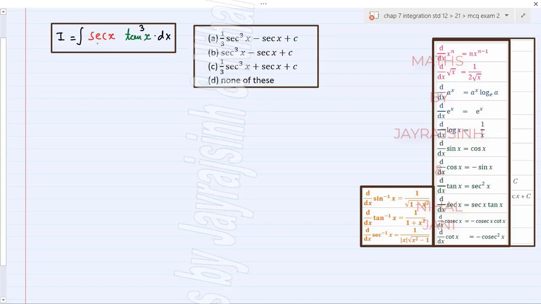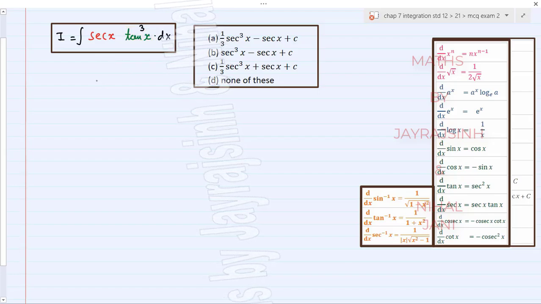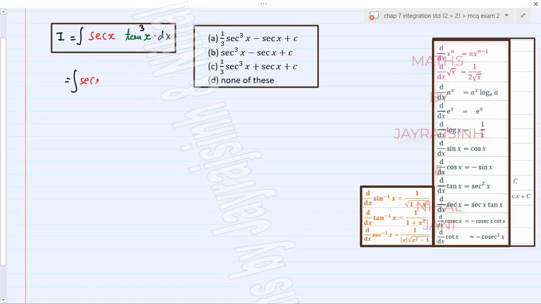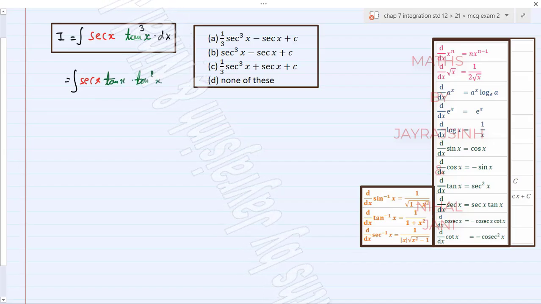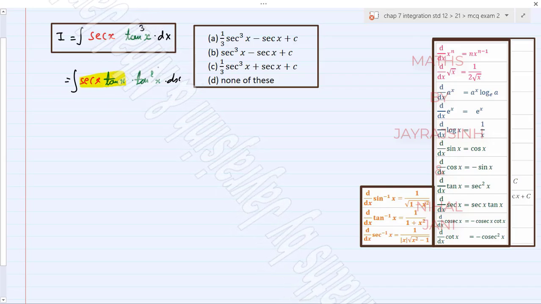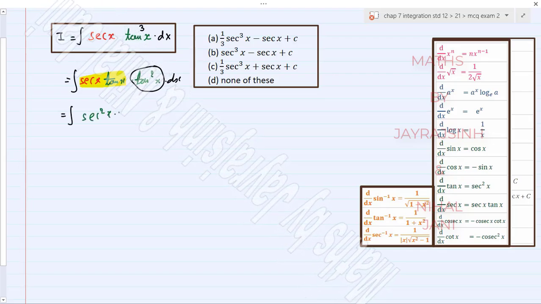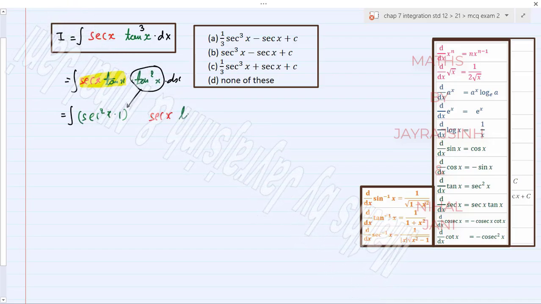In this question we have to integrate sec x into tan x raised to 3. Here your tan x is your inner function, but the differentiation of tan x, sec square x, is not available. What will we do? We will split tan cube x: sec x into tan x into tan square x. Sec x tan x is the differentiation of sec x. So we should get a function of sec x instead of tan square x. So we can convert it into sec square x minus 1. And your sec x tan x will be as it is.